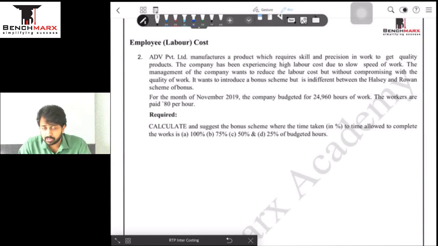Time allowed, yes, time allowed is always on the actual goods produced, and using that quantity into time allowed per unit, I'll get time allowed. Time taken question में दिया होगा, the difference between the two will always be time saved, based on which I will compute the bonus. ठीक है. सो यस, इतना ही जरूरत है बिफोर वी कैन स्टार्ट दिस क्वेश्चन. इट्स अ वेरी स्मॉल एंड सिंपल क्वेश्चन. सो विदाउट वेस्टिंग टाइम लेट अस स्टार्ट.